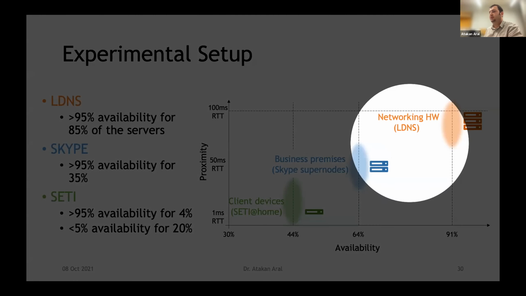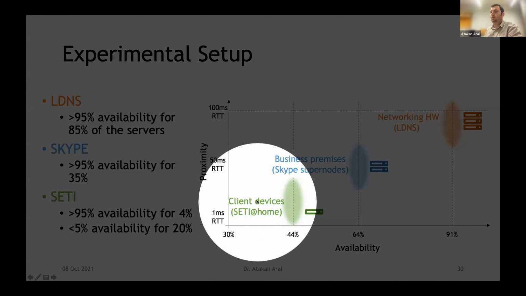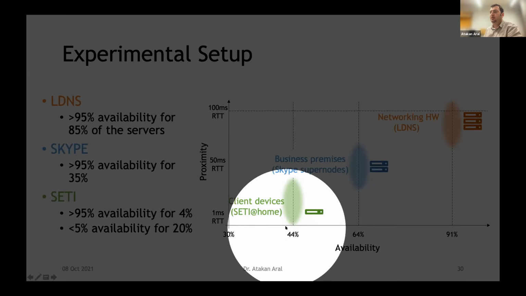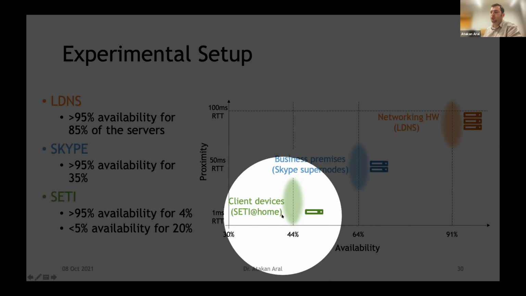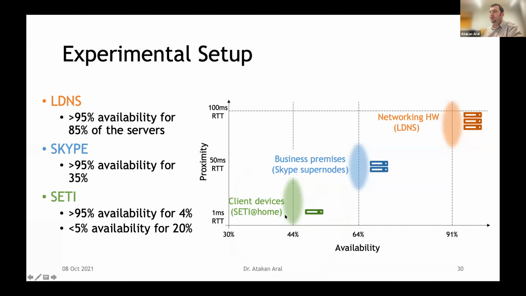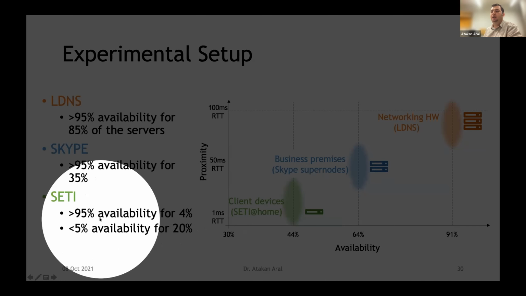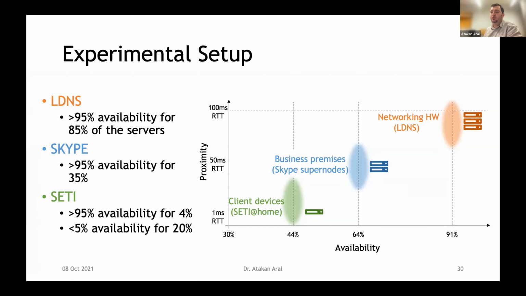drawbacks. Of course, using the client device minimizes the latency, so our round trip time is minimum, but it also has the lowest availability. So if you are using a client device to offload your computation, you should consider that it can go offline anytime. So on average, in this data set, availability was 44%. And only 4% of the nodes achieved an availability higher than 95%. This is very low because our aim is to find a deployment comparable to cloud. So we need 4 nines, so 99.99 availability to be comparable with cloud, at least.